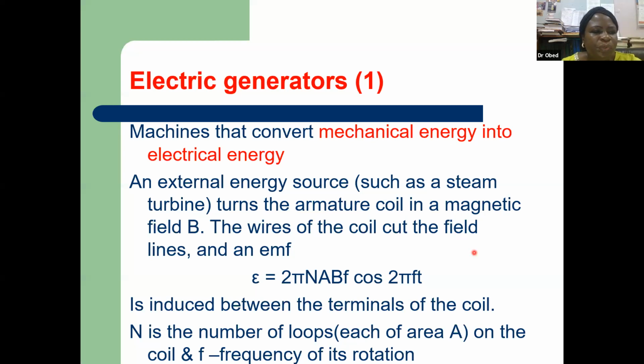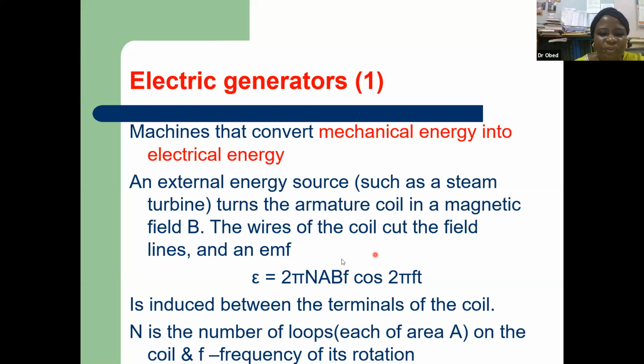And this is equal, if you expand Faraday's equation by substituting for phi, you have epsilon equals minus N B A times delta cos omega t over delta t.